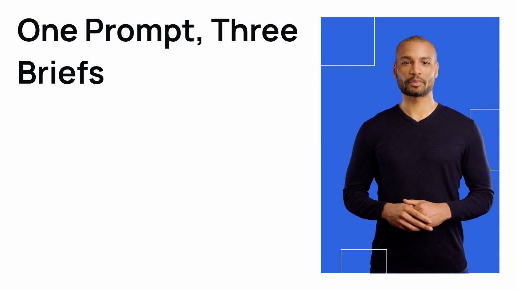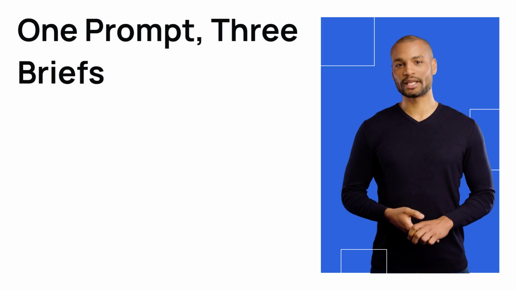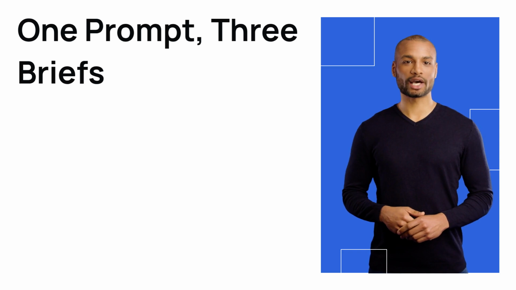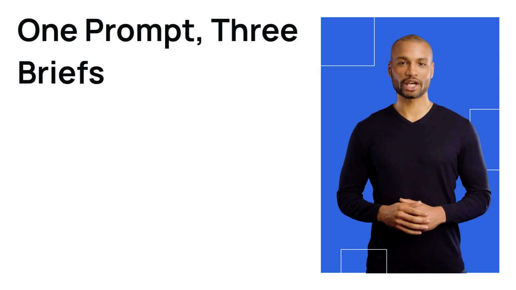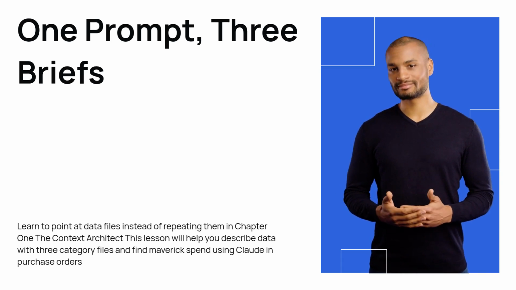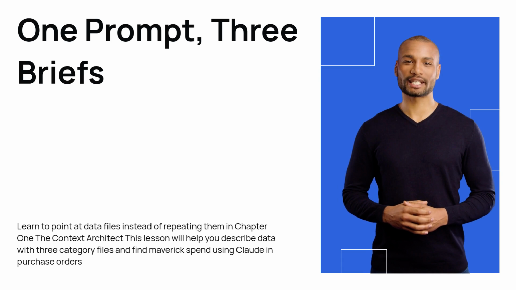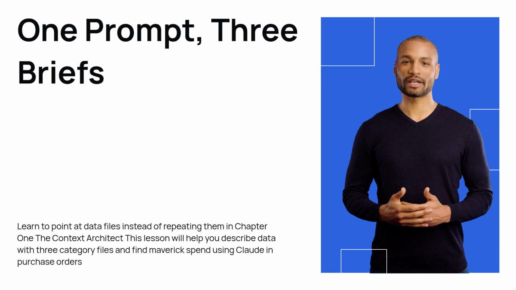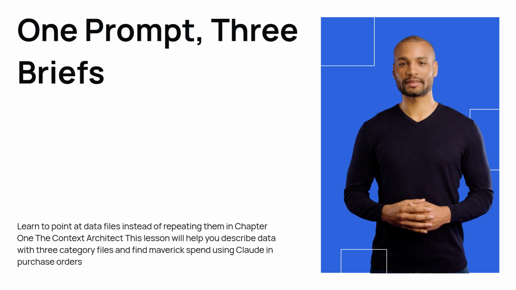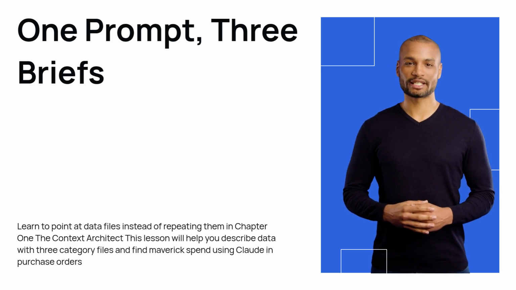This course is built for procurement professionals who want to stop copying and pasting into chat windows and start building AI systems that actually understand how they work. This is Chapter 1, the Context Architect, and you are in Lesson 6, pointing at data files, instead of repeating them. By the end of this lesson, your 3 category files will describe your data instead of duplicating it, and you will have used Claude to find Maverick spend in your purchase orders in a single sentence.